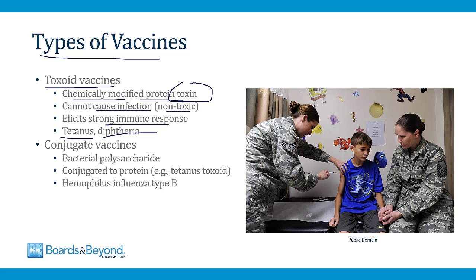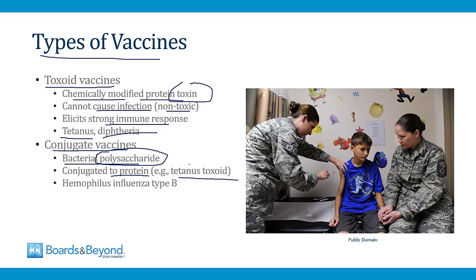Some other bacterial vaccines are called conjugate vaccines. These vaccines are designed to create antibodies against a bacterial polysaccharide, but the problem is that polysaccharides are sugars, and sugars generate a very weak immune response. So to get around this problem, conjugate vaccines conjugate, or bind, the polysaccharide to a protein that is highly immunogenic. For example, tetanus toxoid is often used.